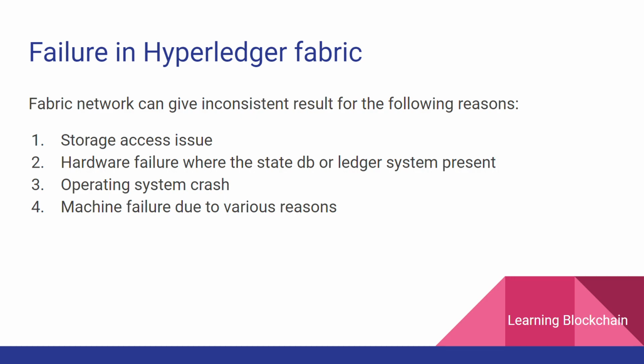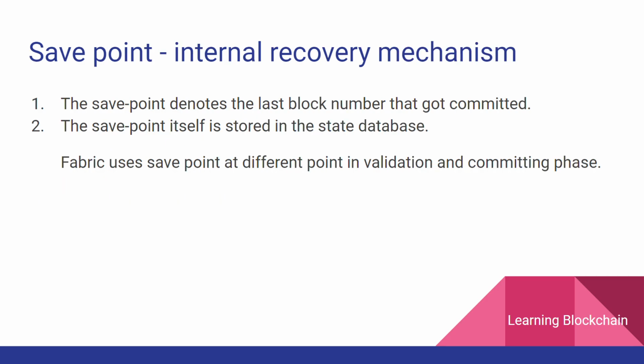Let us move to the next slide. Before discussing, you need to know one point, that is the save point. Save point is an internal recovery mechanism. Save point denotes the last block number that got committed, and the save point itself is stored inside the state database. So here we know one term, and this term is very important in the context of the failure and recovery mechanism of Hyperledger Fabric.